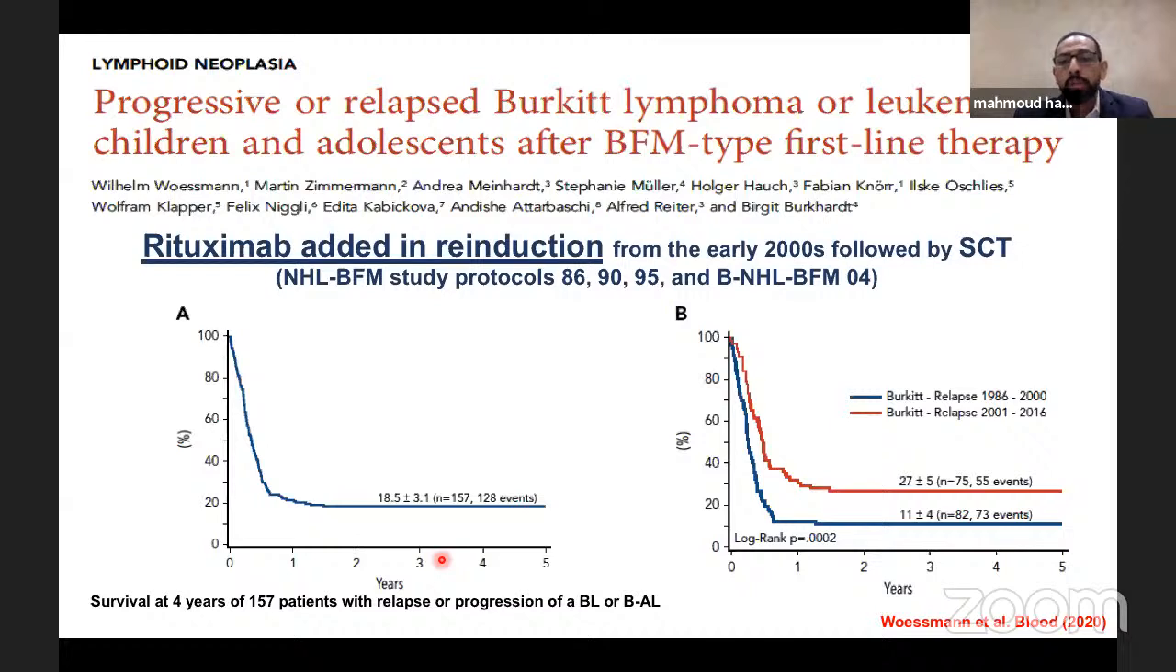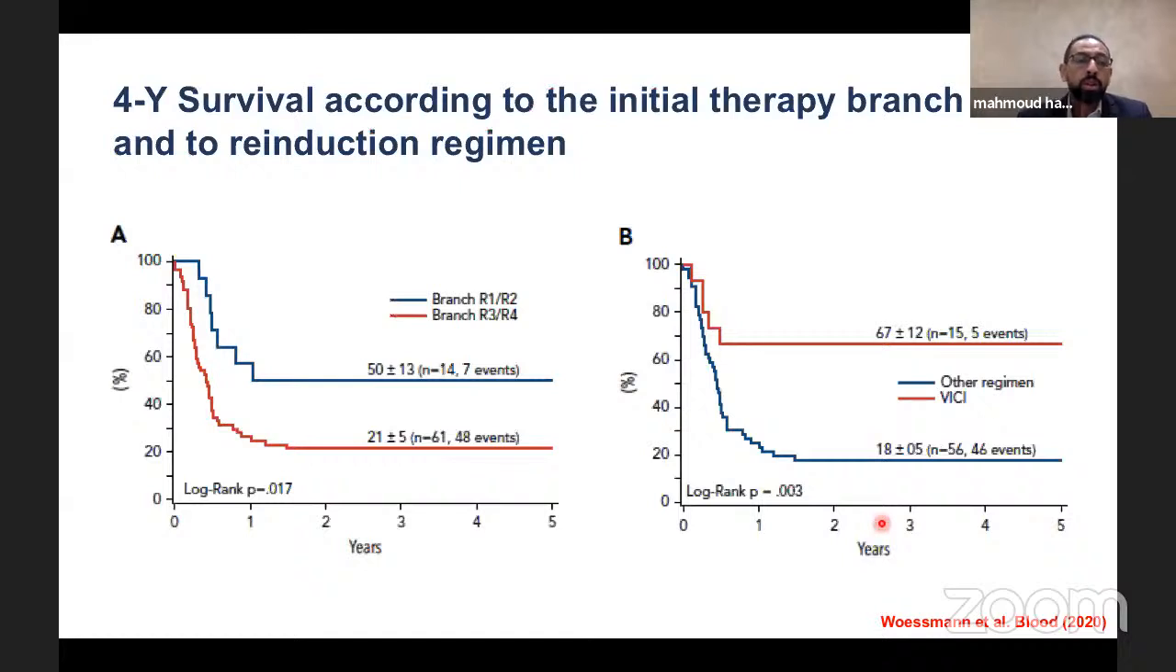And there is a newly published article that discussed the German BFM protocols, different successive protocols, and they showed that patients who relapsed and received rituximab had a much better outcome than patients who didn't receive rituximab at time of relapse. And they also mentioned that the 4-year overall survival was much better for those who relapsed after receiving initial therapy for the low-risk group than those who were already on high-risk group treatment and presenting with high-risk features.